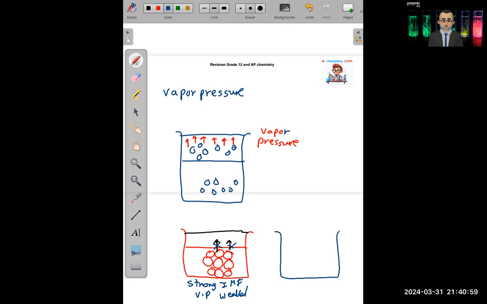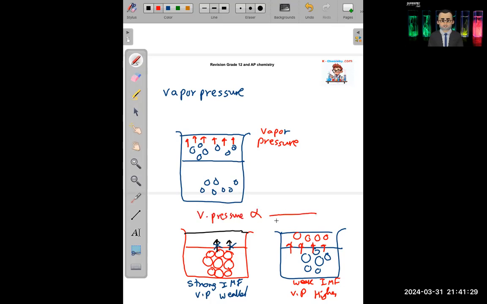While if the attraction forces between them are weak, they want to leave each other and change into gas. So most of them will change into gas. If they have weak intermolecular forces, then the vapor pressure will be higher. Why is that? Because most of the particles will come up and evaporate. So there is an inversely proportional relation between the vapor pressure and the strength of the intermolecular forces of attraction. The higher the vapor pressure, the less intermolecular forces of attraction there are, due to the vaporization of the liquid.